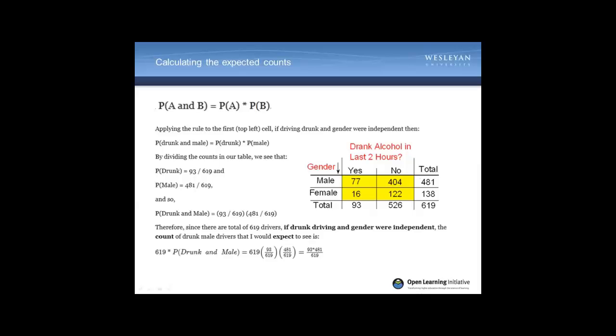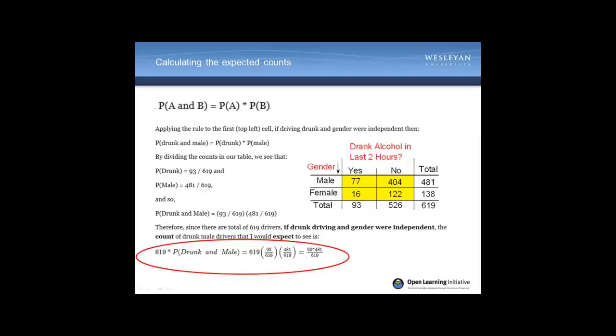Applying the rule to the first top left cell, if driving drunk and gender were independent, then the probability of being drunk and male is equal to the probability of being drunk times the probability of being male. By dividing the counts in our table, we see that the probability of being drunk is equal to 93 divided by 619, and the probability of being male is 481 divided by 619. And so the probability of being drunk and male is 93 divided by 619 times 481 divided by 619.